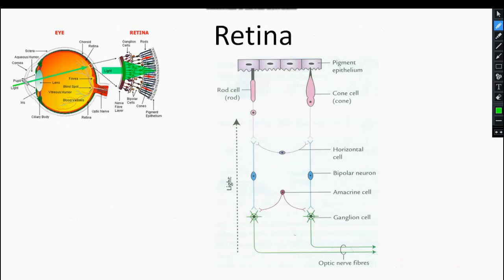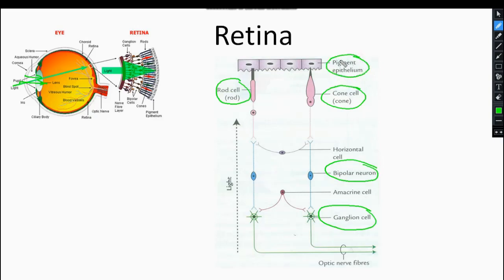See here, the light rays have to pass through the lens. Clear? After passing through the lens, they enter this chamber. Then these light rays fall over the ganglion cells, then pass through the bipolar neuron, then through the rods and cones. Remember, in the end, the light will fall over the pigment epithelium.